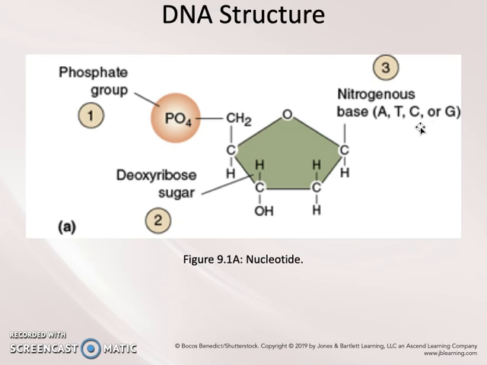DNA is made of deoxyribose sugar, whereas RNA is just made of ribose sugar. Ribose sugar has an added oxygen atom bound here. In addition, another difference between DNA and RNA nucleotides is that while DNA has the A, T, C, G nucleotides, RNA has A, U, C, G.